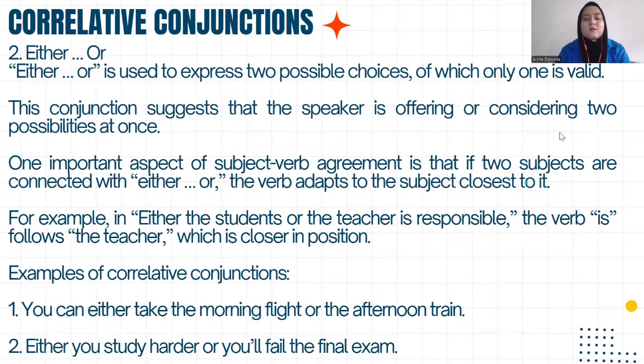And the second one is either or. Either or is used to express two possible choices of which only one is valid. This conjunction suggests that the speaker is offering or considering two possibilities at once.